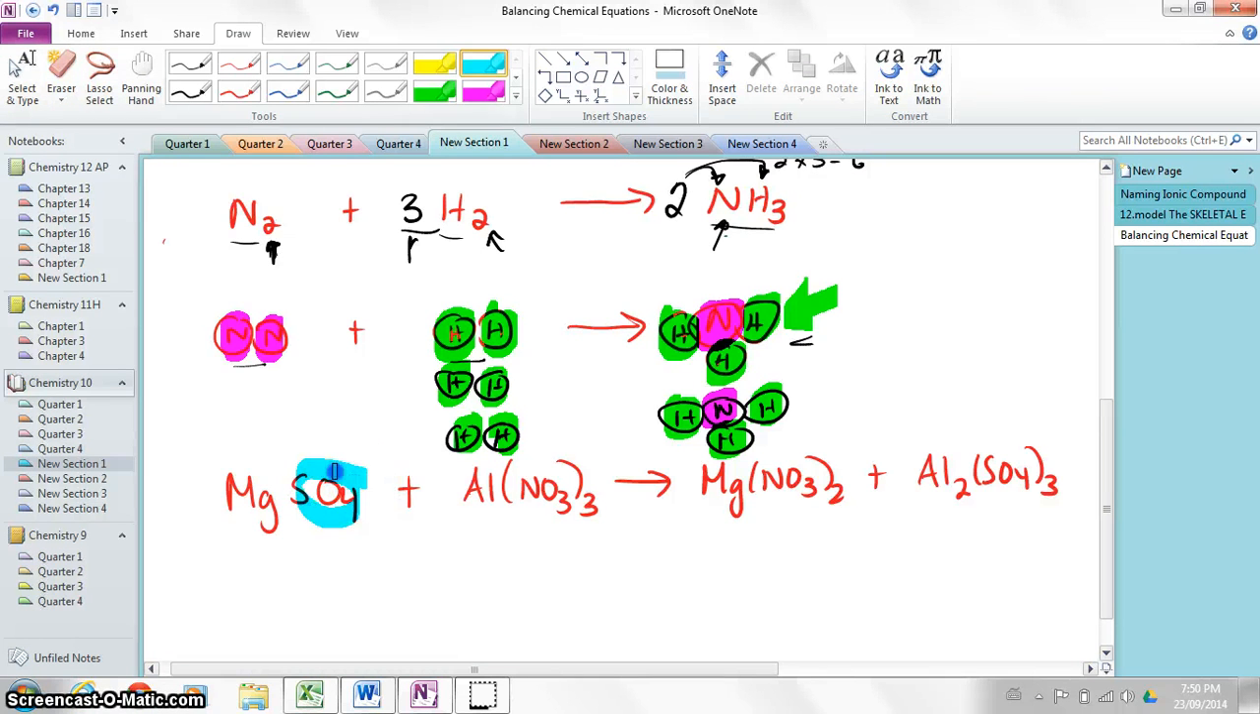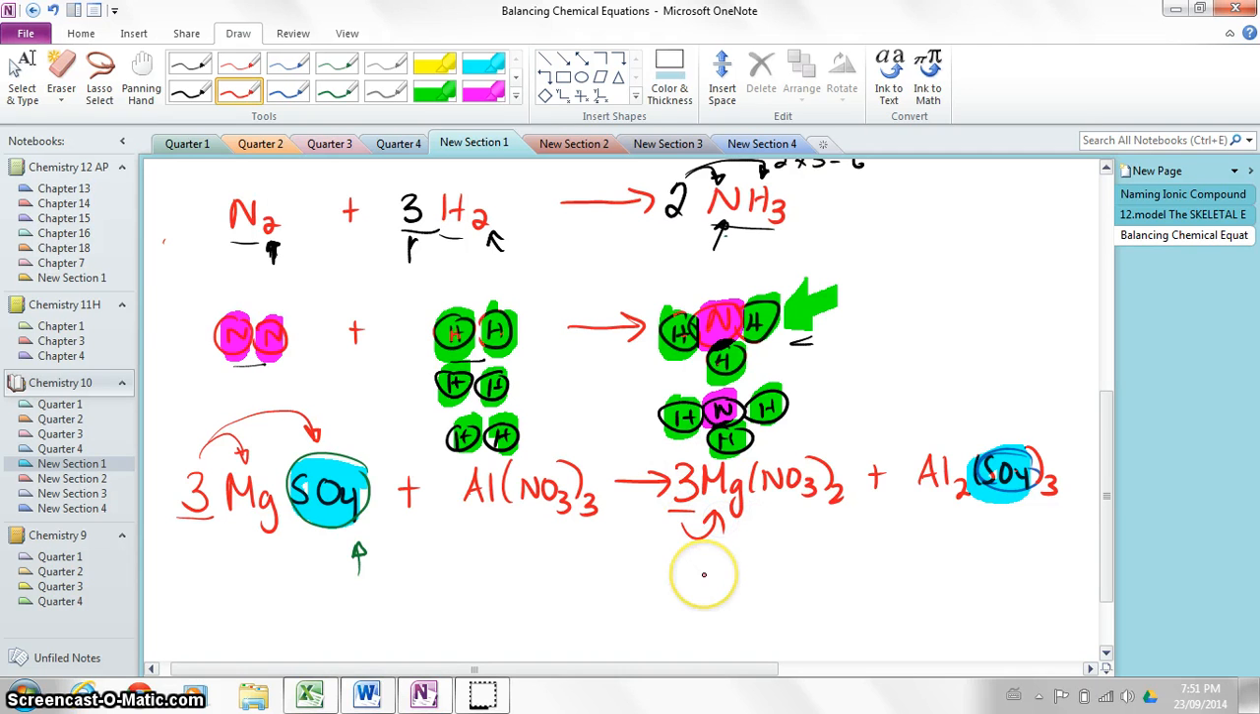So on this side, we have 1 SO4. A lot of people think we have 4 SO4s, but we don't. We have one whole thing called SO4, and on this side, we have 3 SO4s. So what number do I put in front here to get 3 SO4s? A 3, just like that. So now I have 3 magnesiums and 3 sulfates. On this side, how many magnesiums do I have? Only 1. So I'm going to put a 3 here.